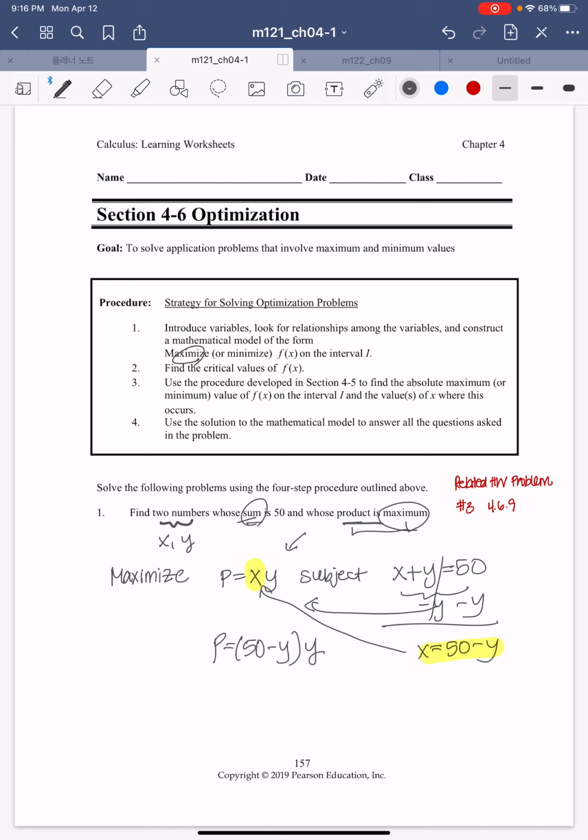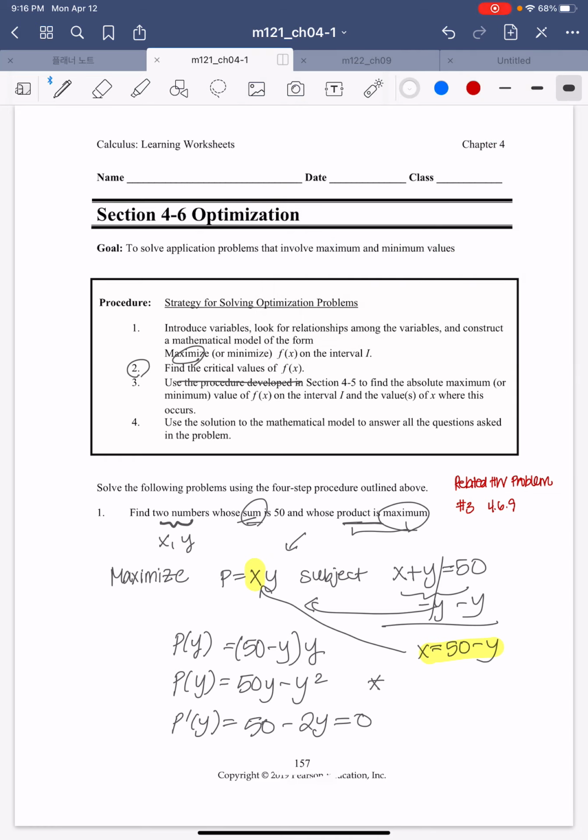Okay, now I'm just being a little bit picky. You can leave it as P, or I'm just going to say P of y because our equation now is everything in y. So P of y is equal to 50y minus y squared. There's our function that we want to maximize. Step 2, find the critical point. So that means I need to take the first derivative and then set that equal to 0. So that will be 50 minus 2y, and let's set that equal to 0 to solve for the y value.